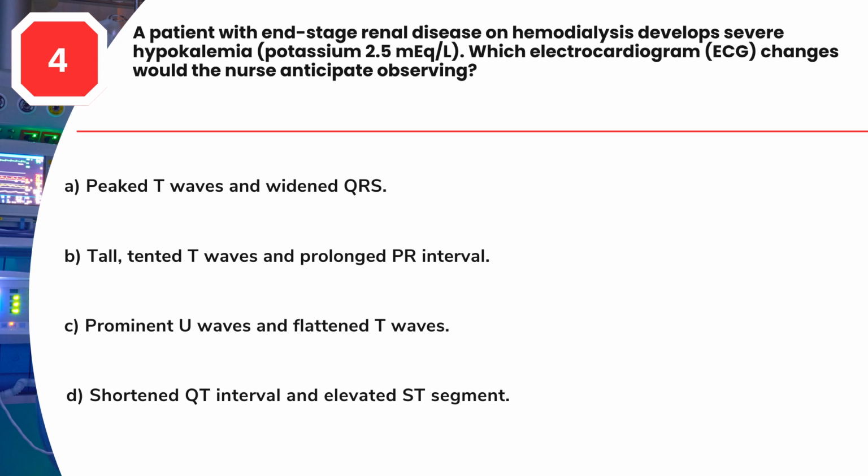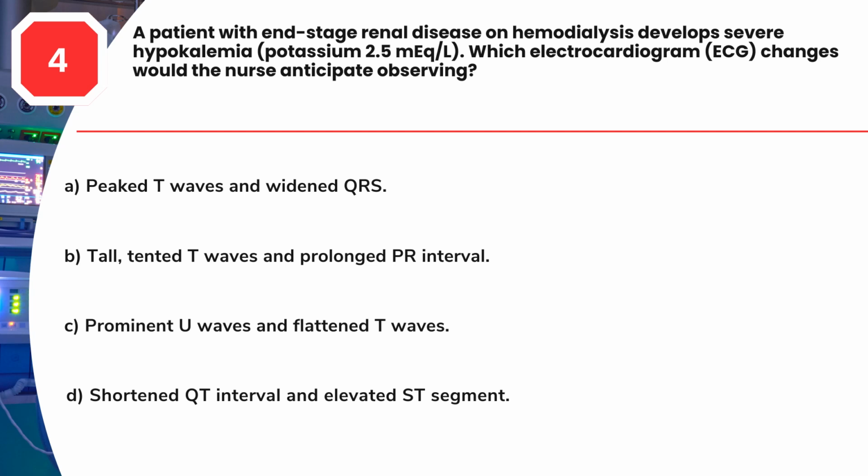Question 4. A patient with end-stage renal disease on hemodialysis develops severe hypokalemia, potassium 2.5 milliequivalent/L. Which electrocardiogram, ECG, changes would the nurse anticipate observing?